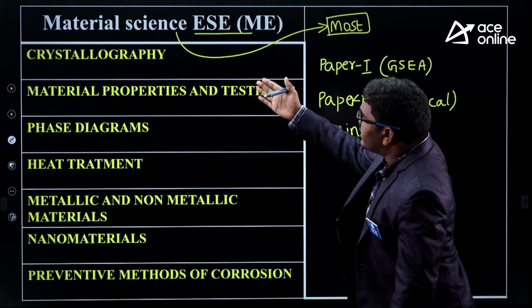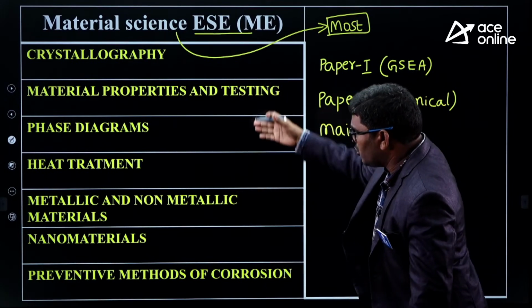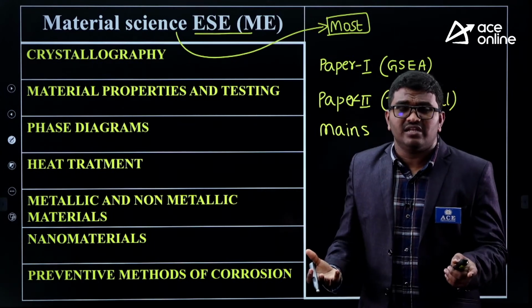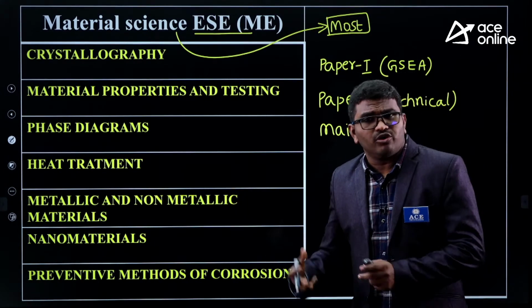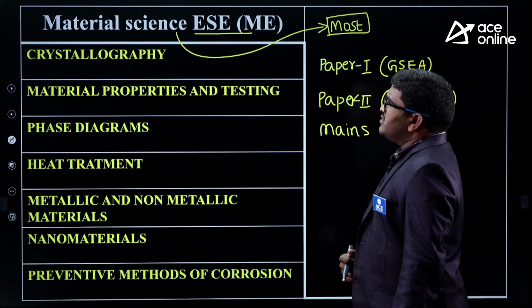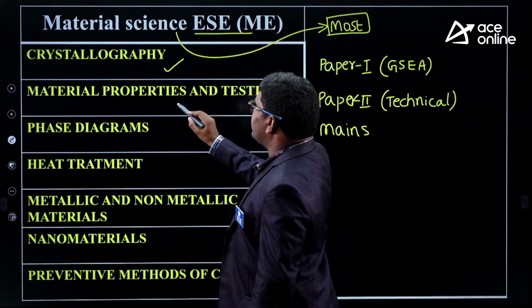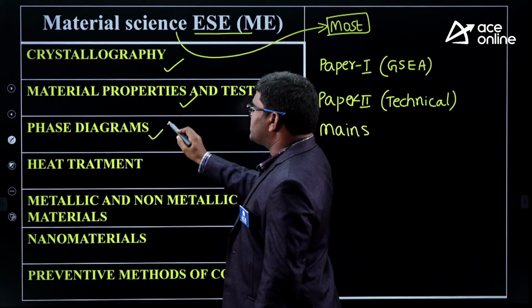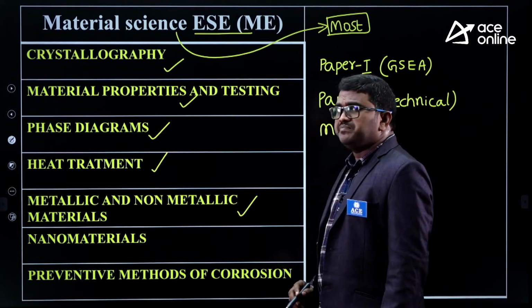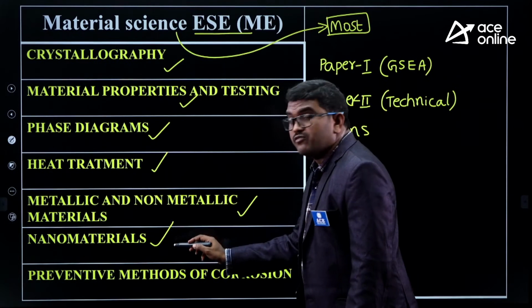So the topics here for the material science of ESE are these technical topics. For general studies, some other topics are also there, like electrical materials. I am not covering them here; I'll discuss that later. Here the topics are the same as GATE: crystallography, material properties and testing, phase diagrams, heat treatment, metallic and non-metallic materials, and listen carefully, nanomaterials. This is an advanced topic.